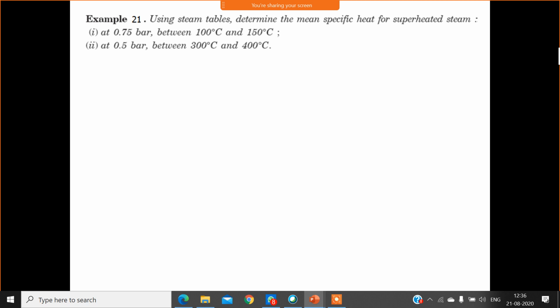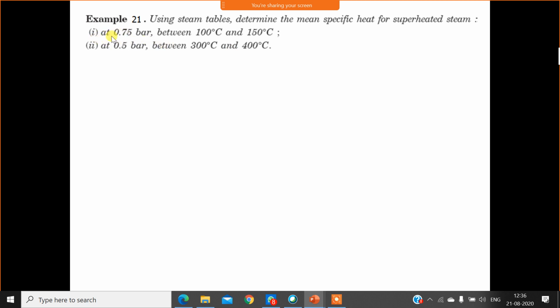Let us continue with the numerical part. Using steam table, determine the mean specific heat of superheated steam. Specific heat of steam is Cps, the specific heat Cp of superheated steam. We have to determine specific heat Cp of superheated steam.